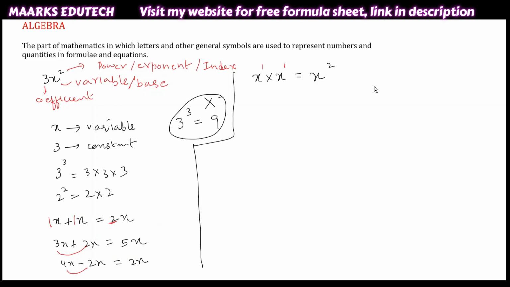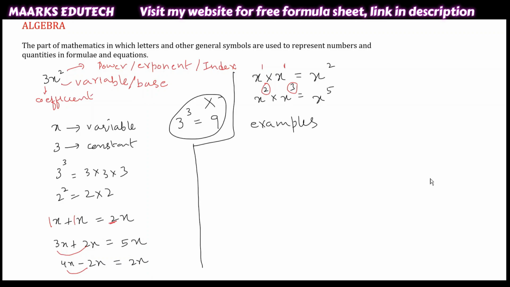In the same way, if I have x power 2 multiplied by x power 3, then the answer will be x power 5, because this 2 adds with this 3 and makes it 5. So this is how we multiply the variables. Now I'll tell you a few more examples.